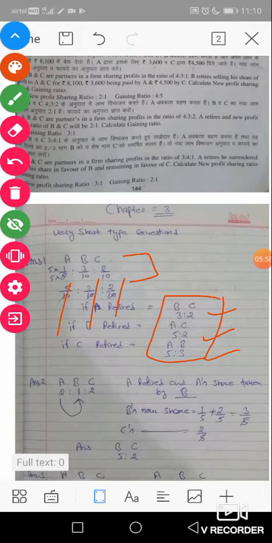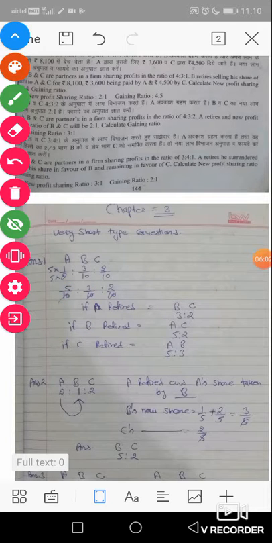Now we will come to the next numerical. First we will read it.